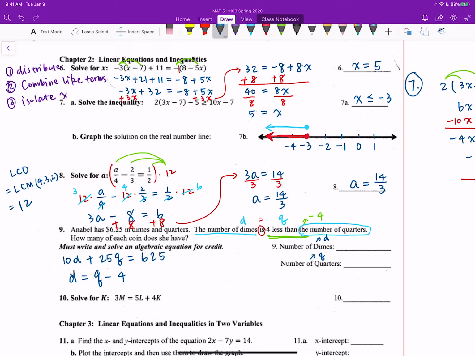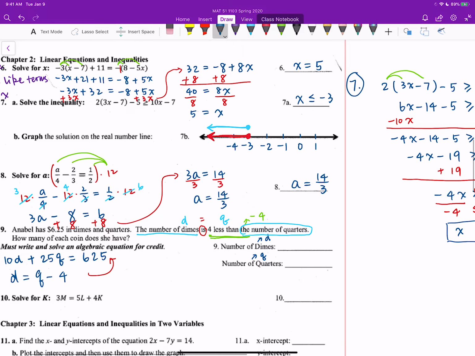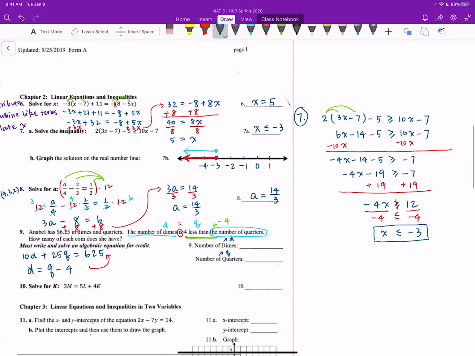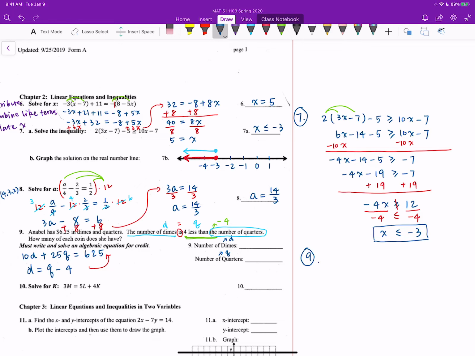So we have these 2 equations, and they do want you to solve. Personally, I think the best way to solve will be substitution. Substitute the second equation into the first, because in the second equation, the variable D is already isolated. So let's plug it in. Since the space is limited, I'm going to write on the right hand side. The first equation is 10D plus 25Q equals 625.